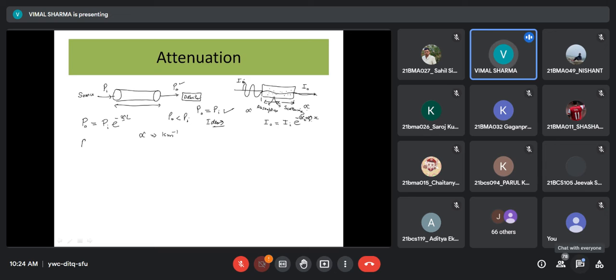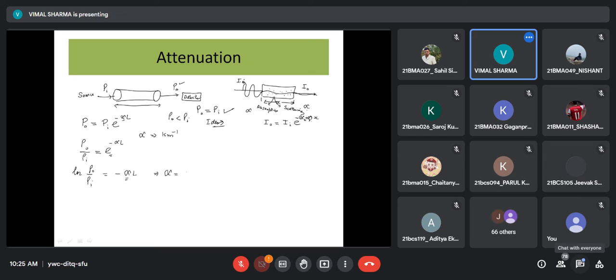And we can write that this is P naught divided by Pi, the fraction of the power which we get in the output. To get rid of this exponential term here, I take log on both sides. So this is P naught divided by Pi, log of this is equal to minus alpha L, and then we can write the attenuation coefficient.